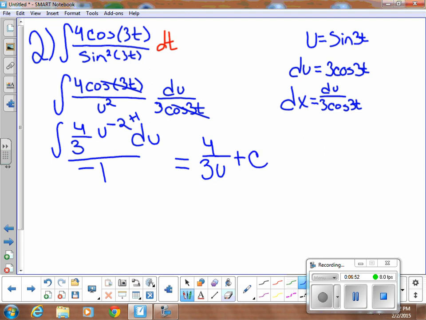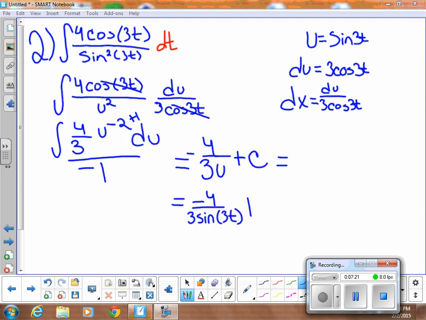And there should be a negative in front of the 4/3. Okay, all right, so we have negative 4/3 over u plus c, because we get u to the negative 1, so we brought down the u. Now you can go back and substitute what u is. And that would be my integration.